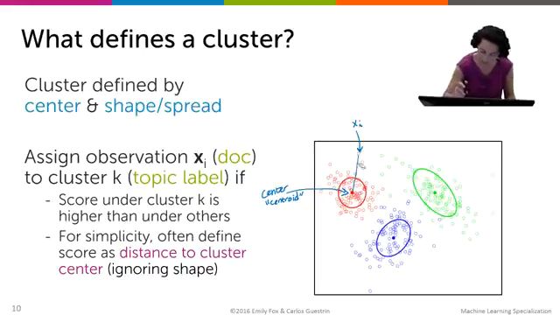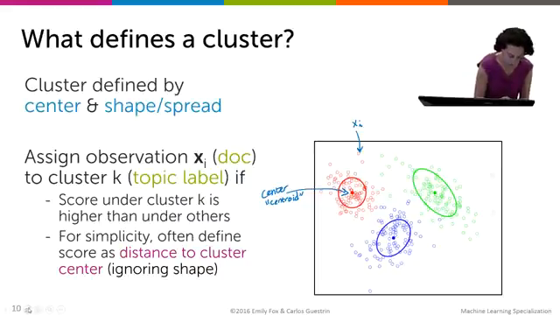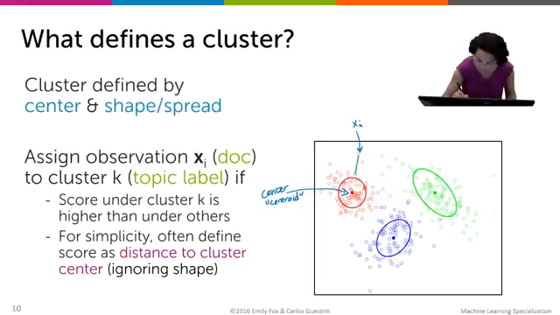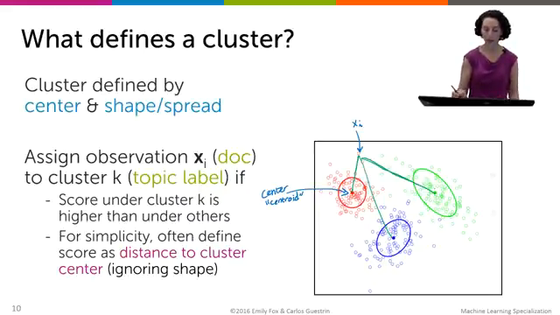So we can think about, let me choose another color just for fun to make this stand out a little bit more on this slide. So the distance to the cluster centers are these distances here. And what we see is that the smallest distance is the distance to this red cluster. So if the distance to the cluster alone is what defines the score, then this document, xi, would be assigned to this red cluster.